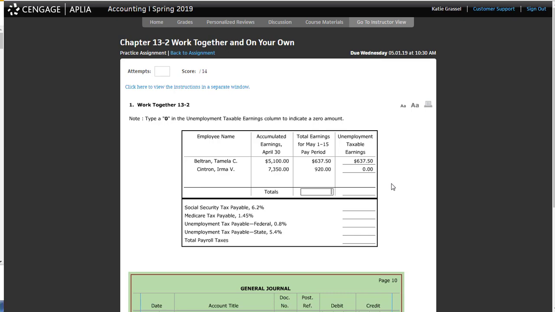This is a hard one. Now, I need to add up my total earnings for the May 1st to May 15th payroll. We know none of them have exceeded the tax base for Social Security because that's $54,000, and we can see that as well under there. So I'm going to take $637.50 and $920 and add those two numbers together.